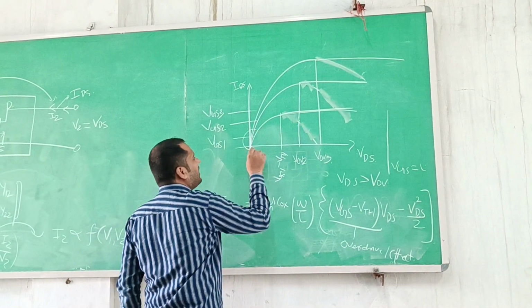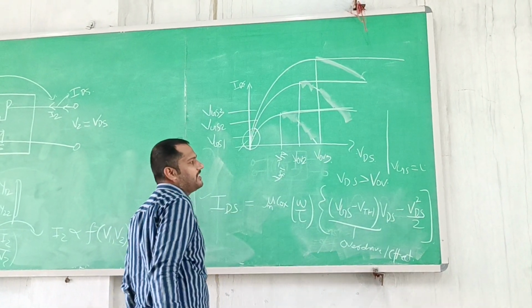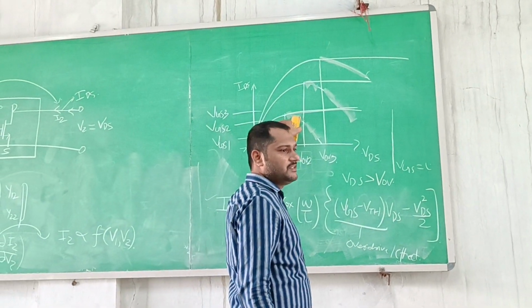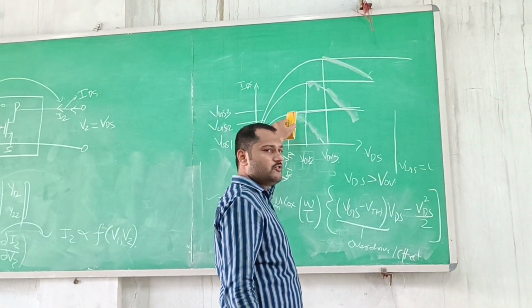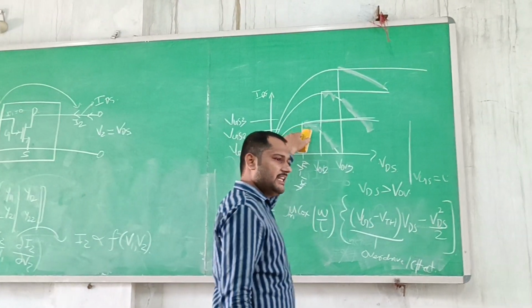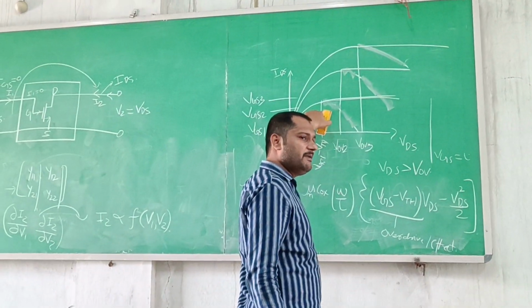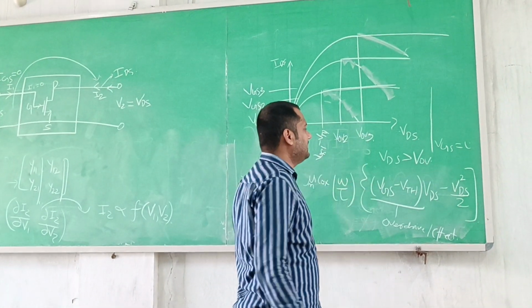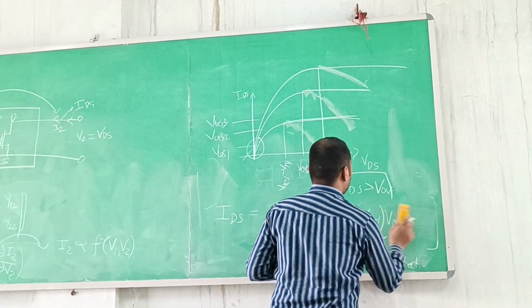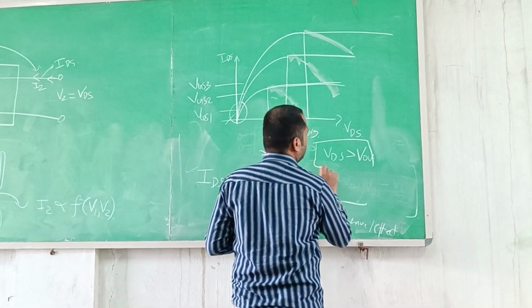And in the deep triode region it is also constant, but it is not important. Only this region is useful for transistor application. So from this we come to a conclusion: we can use our MOSFET as an amplifier only for VDS greater than V overdrive.